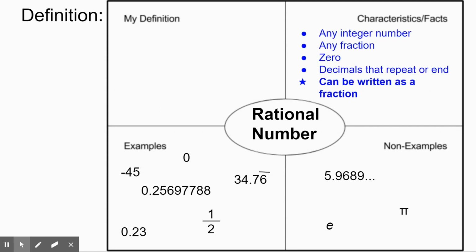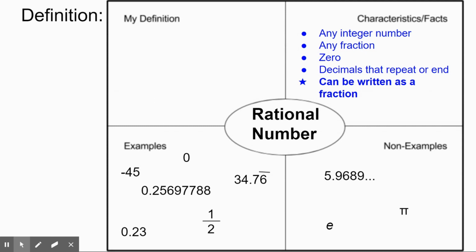As for the characteristics and facts, a rational number can be any integer. You'll remember those from our last video. That's any whole number or 0. A rational number can be any fraction. It could be 0, again, or it could be any decimal that repeats after some point. They have some sort of pattern, or they just straight up end.